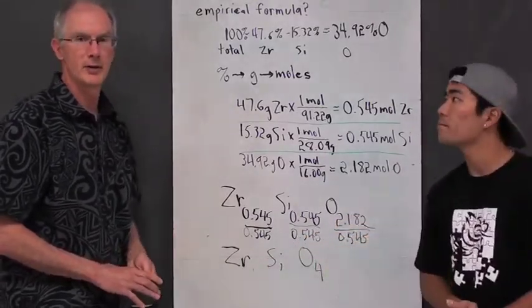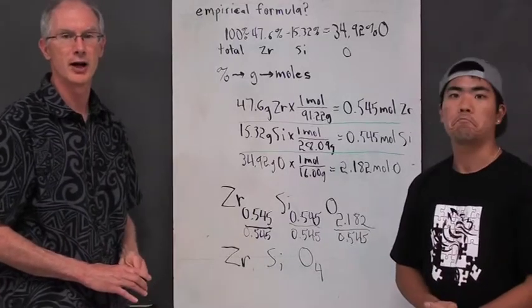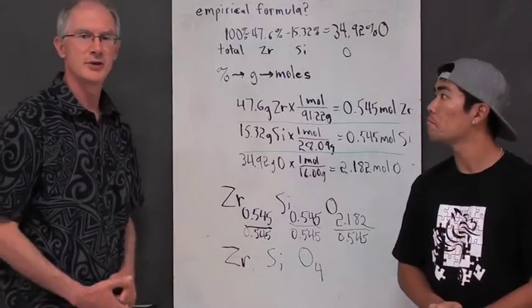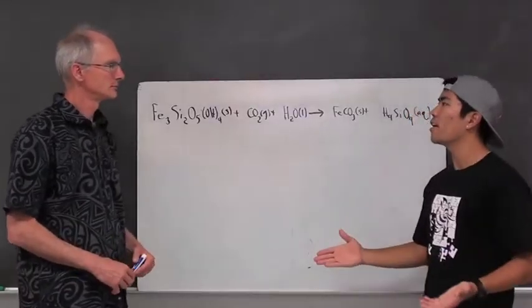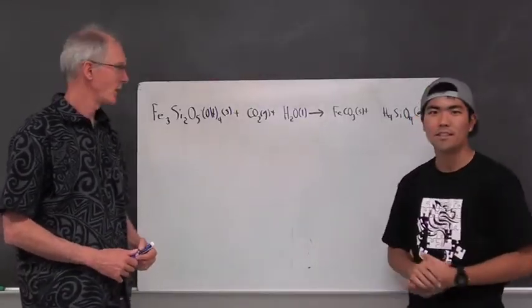Yep, and that's the formula for zircon, the mineral zircon, which is used as a substitute for diamonds in really cheap jewelry. Okay, so this is our third goal today, right? Balancing equations. Balancing equations, exactly.